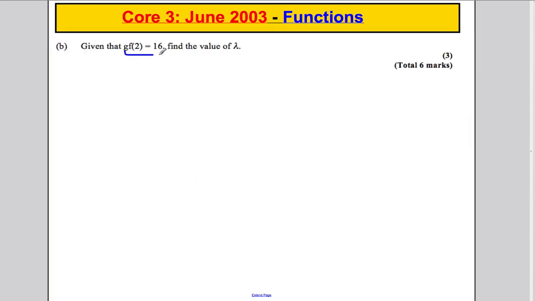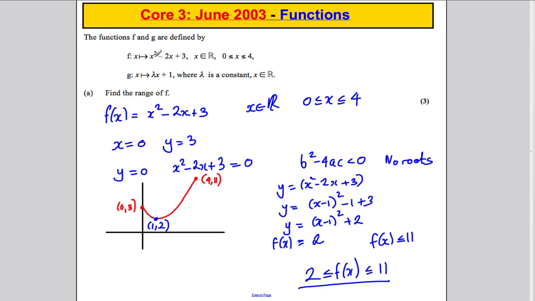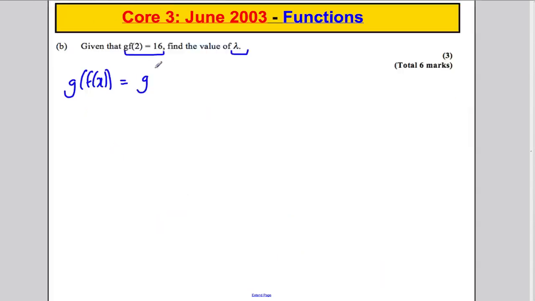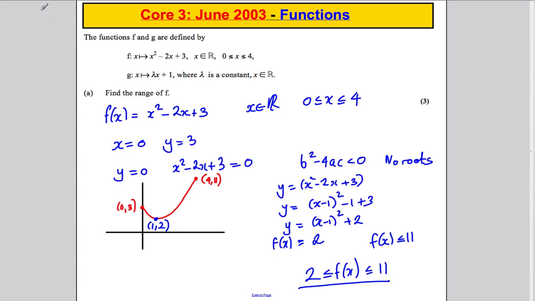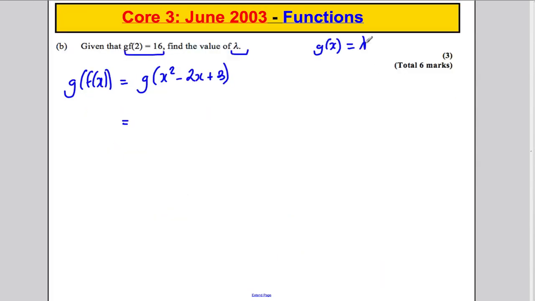We're told that g of f of 2 is 16, and to find lambda. So g of f of x is the same thing as working out g of f of x, which is x squared subtract 2x plus 3. Now we know that g of x is given by lambda x plus 1. So this is like putting this in for x. It would be lambda (x squared minus 2x plus 3) plus 1.